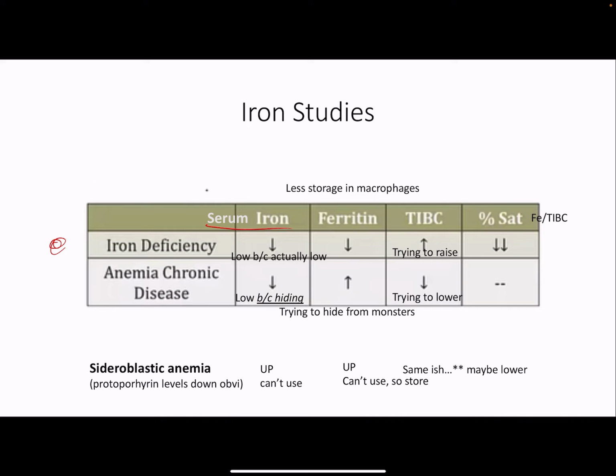So your serum iron levels are going to go down. They're low. Why? Because they're actually low. And if the iron levels are low, then you're storing less iron, so that sort of makes sense. Now remember, it's like glucose in the blood. Your iron levels in the blood are going down.